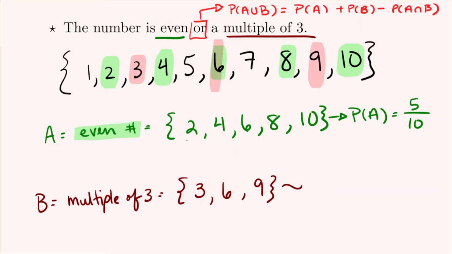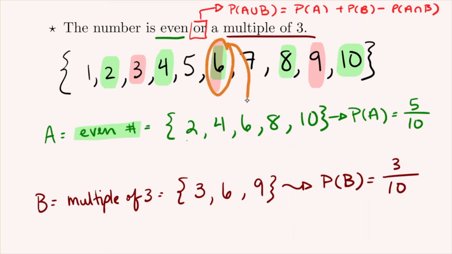So there are 3 ways that B, which is getting a multiple of 3, could occur out of the 10 ways. And then particularly here, since I've been highlighting as I've selected the numbers, I hope we can see that 6 is in both the even numbers and the multiple of 3 list. So in this case, there is overlap between the two groups. One item is in the even numbers and at the same time in the multiple of 3.